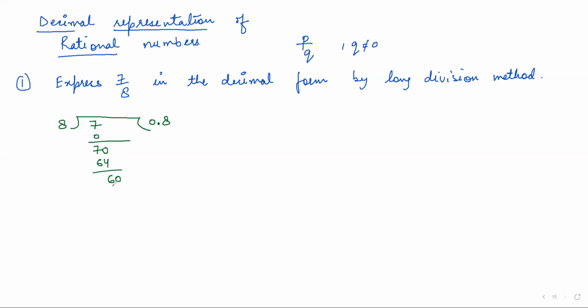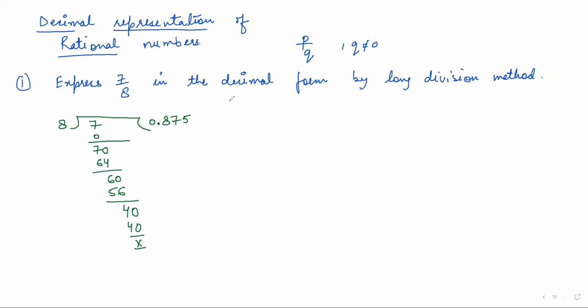Now 8 into 5 is how much? 40. 8 into 6 is 48. 8 into 7 is 56. So that I can use. So 10 minus 6 is 4, right? Again put a 0. Now 8 into 5 is 40. Clear? Yes. Okay. So you just do them and then we will see. We will compare all the results. This is the first question.